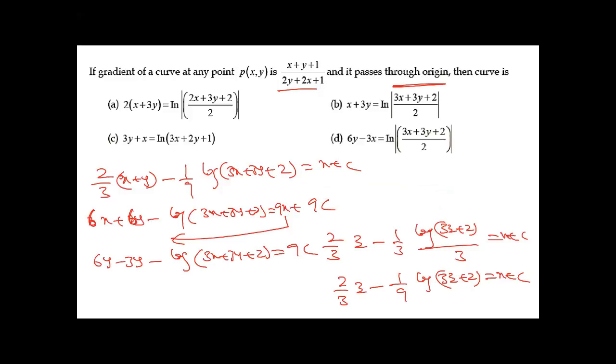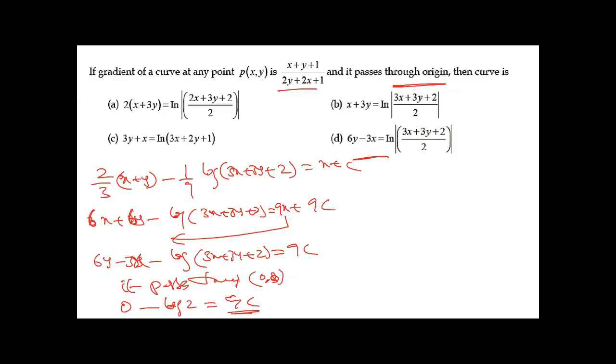But it passes the origin, x 0, y 0. So only 6y minus 3x, what is there? Which option? Only this option, that's it, answer over here. Only option D is matching. So it passes the origin, you can get the c value. Substitute 0, 0. So this is 0 minus log 2 equal to 9c. The value of 9c is minus log 2. That is to solve. Option D is matching, only this one.